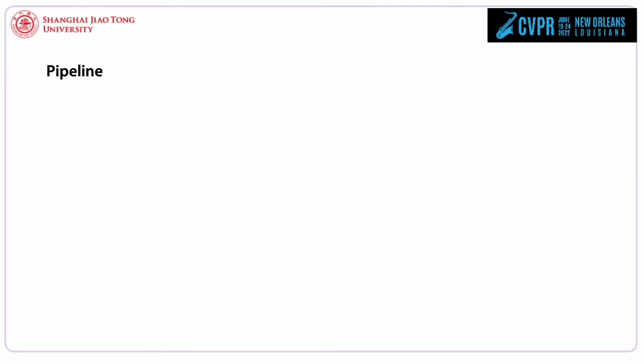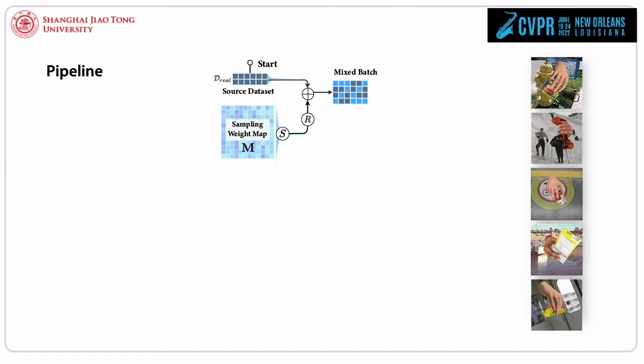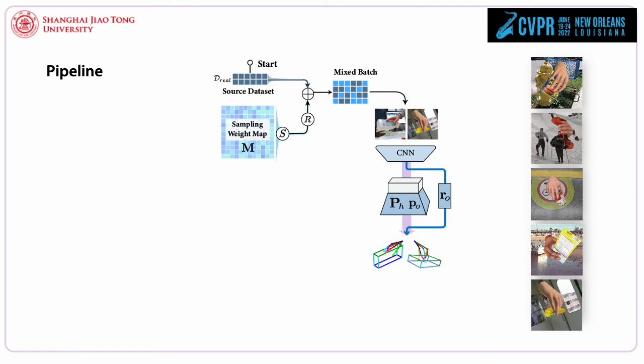To put all this in a training pipeline, we implement ArtiBoost as a data loader. We start from a real-world source dataset, along with a sampling weight map that stores the indices and the sampling weights of the poses in the CCV space. During training, the sampled poses are rendered as RGB images in a parallel rendering pipeline. The rendered images are then blended into the real-world data as a mixed batch. The mixed batch is passed to the neural network.